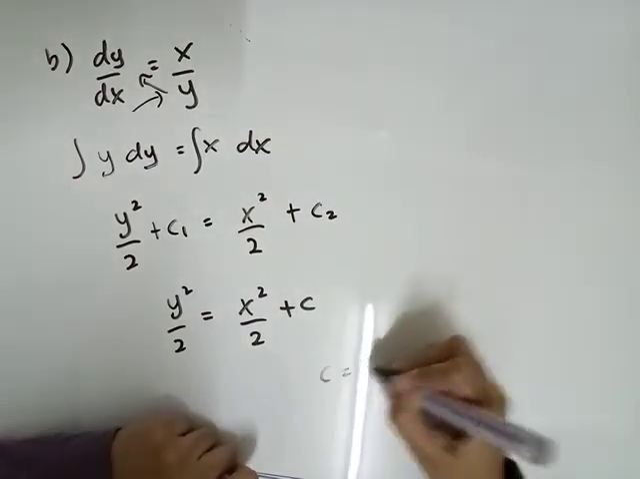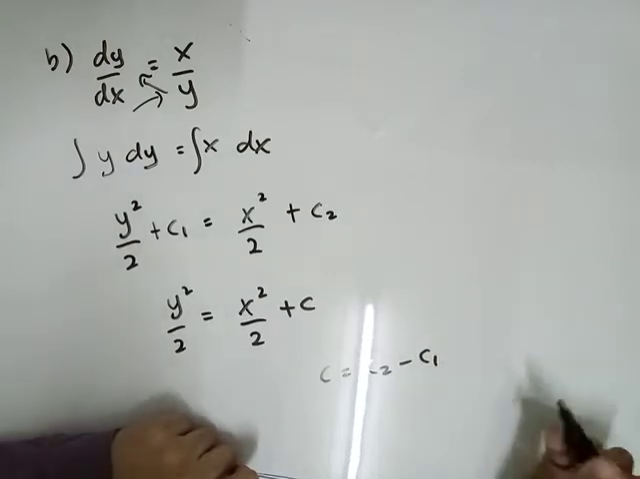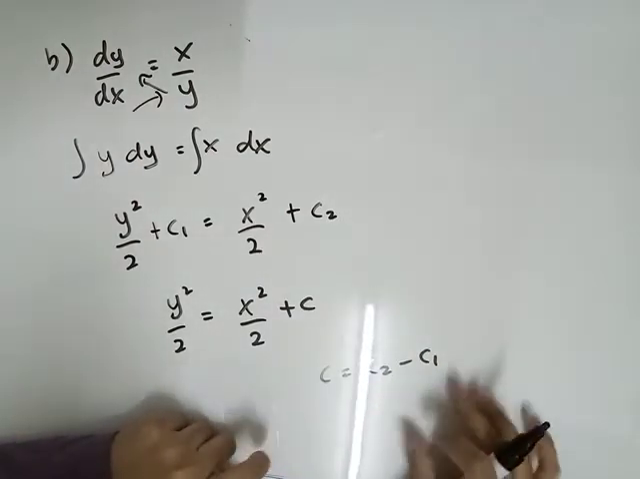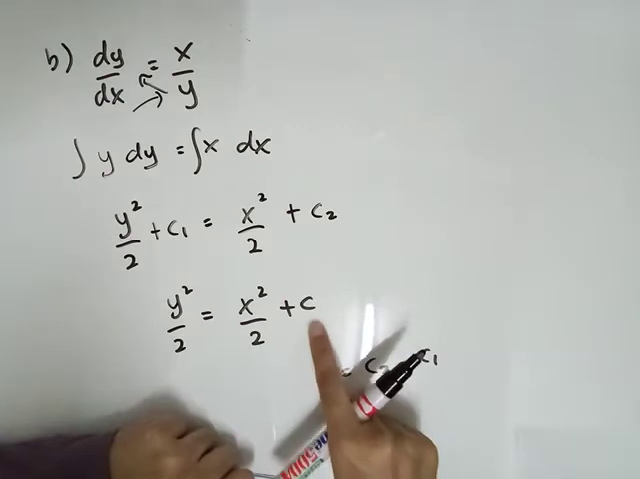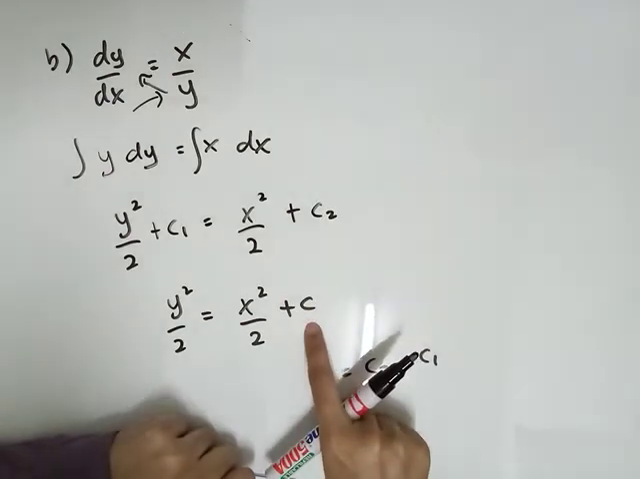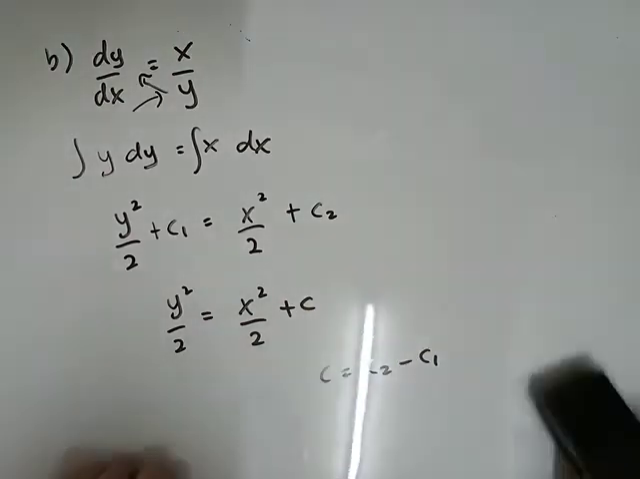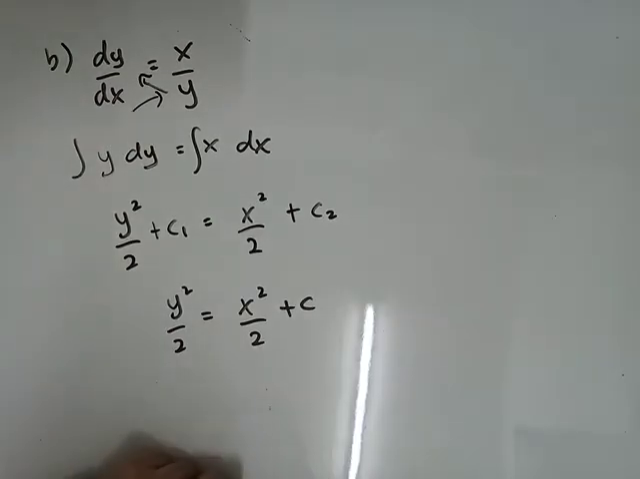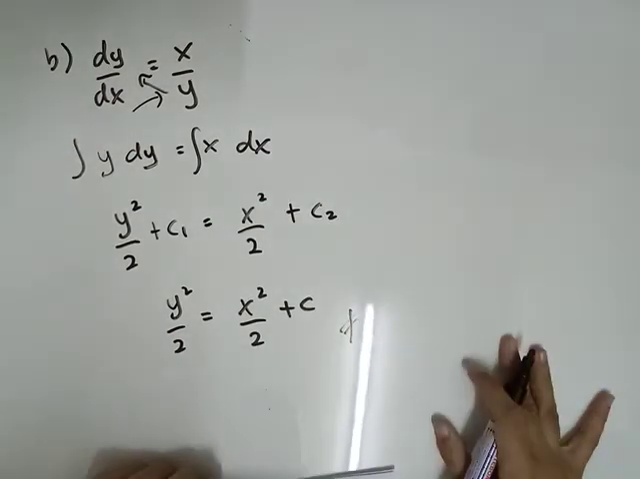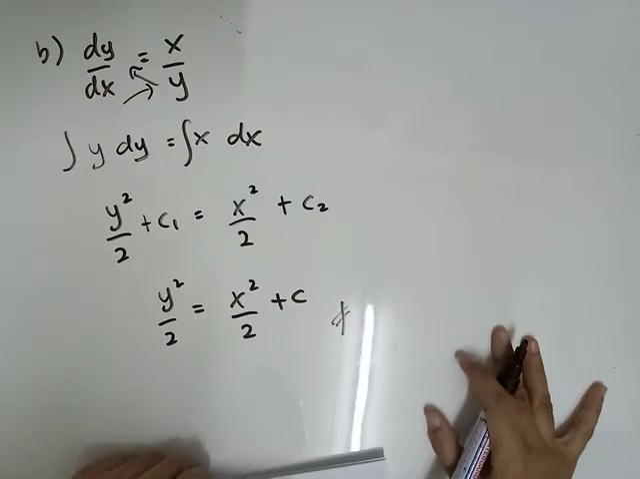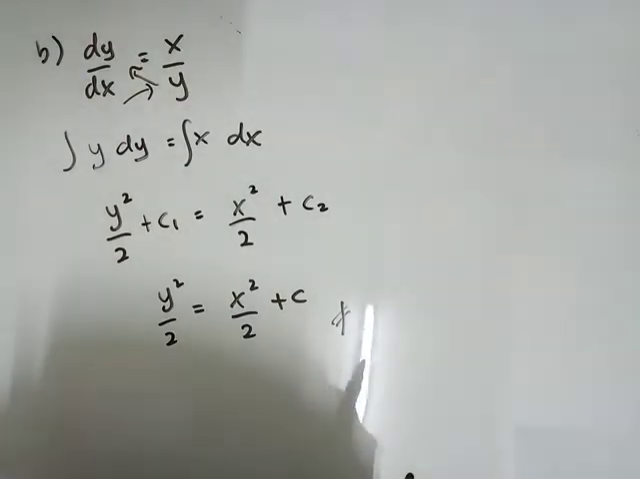C equals C2 minus C1. Disebabkan ni constant, kita tak tahu nombor dia. So, kita just write down C. Write down C saja. So, this is the answer. Alright. You faham now? So, look at C.